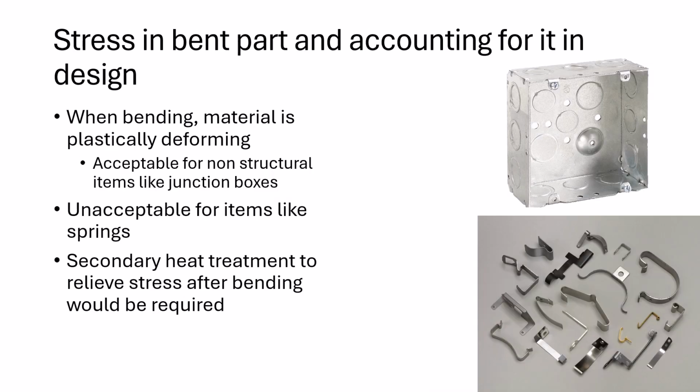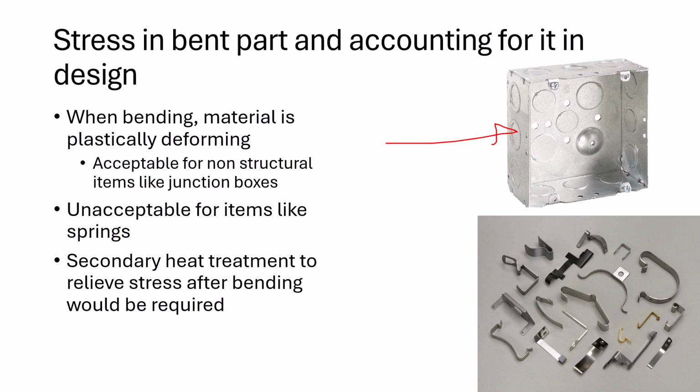So an important thing to keep in mind is the stress in the bent part and accounting for it in your design. When you're bending, your material is plastically deforming. So for things like right over here, we have this electrical junction box. That's acceptable. We don't really care about the strength right here. It's not holding up much weight. It's really just keeping your electrical cables all together in a nice little area, and let's say that's a junction box.